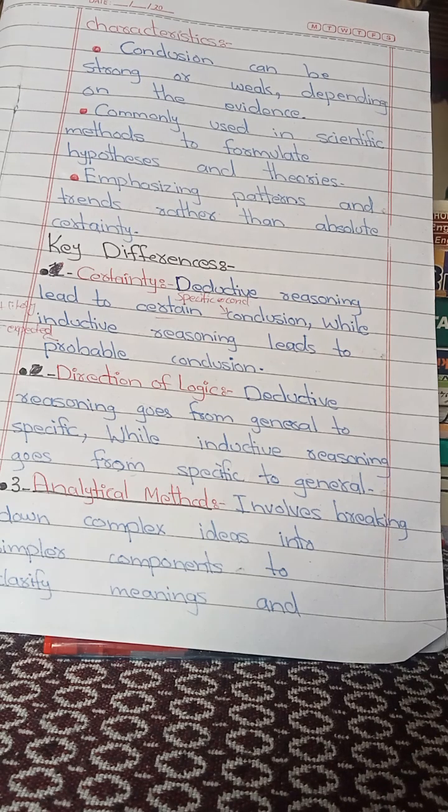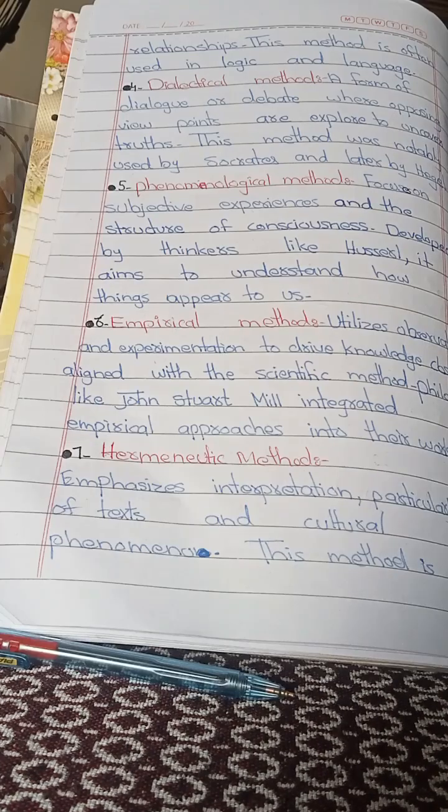Third, analytical method. That is the third method of philosophy. Analytical method involves breaking down complex ideas into simpler components to clarify meanings and relationships. This method is often used in logic and language.